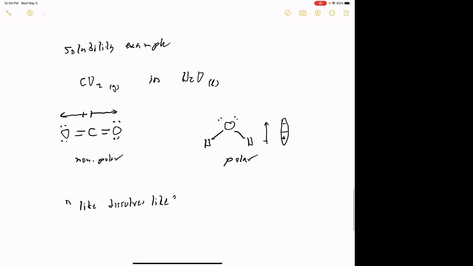So basically, carbon dioxide under normal circumstances is not going to be very soluble in water because of their polarity difference. Now, that doesn't mean I can't get carbon dioxide gas into water. I can. The way we do it is we increase the pressure. And that's what you get when you get a carbonated beverage, right?